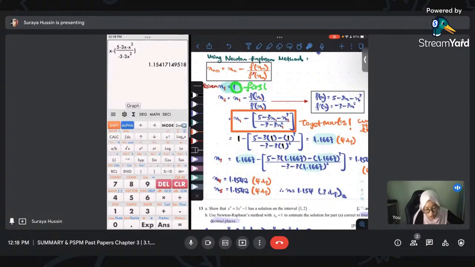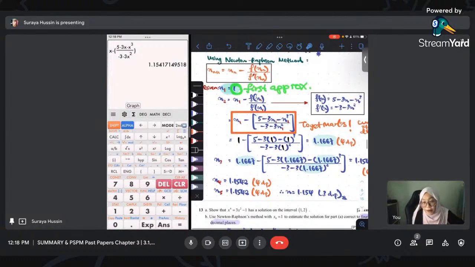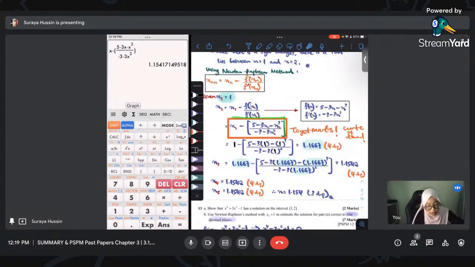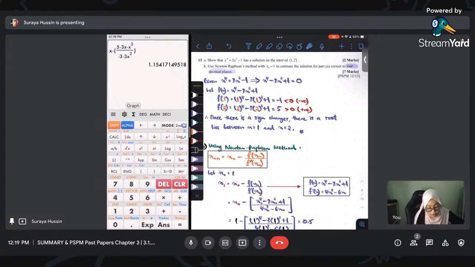You know maksud approximate. Approximate bermaksud dia tak tepat. Okay, dia tak tepat. Jadi dengan mengguna formula of Newton-Raphson Method, kita akan dapat jawapan yang lebih tepat, which is 1.154. Very specific that. The use of Newton-Raphson Method will give us the exact value, the root between 2 points there. A very clear answer over there. Okay? Itulah fungsi memakai Newton-Raphson Method formula. Okay? So now let's go to the last soalan untuk Newton-Raphson Method.